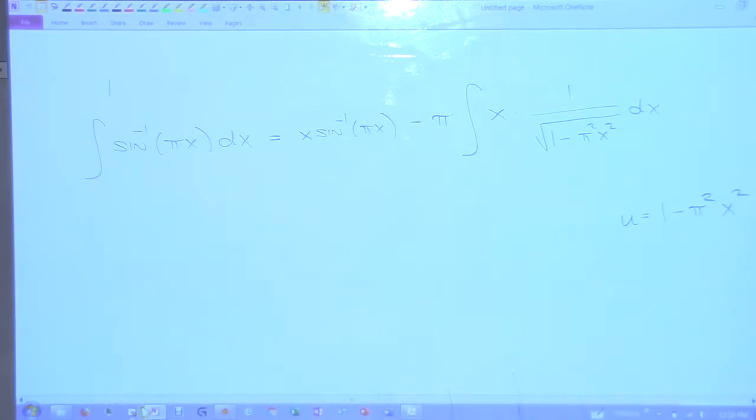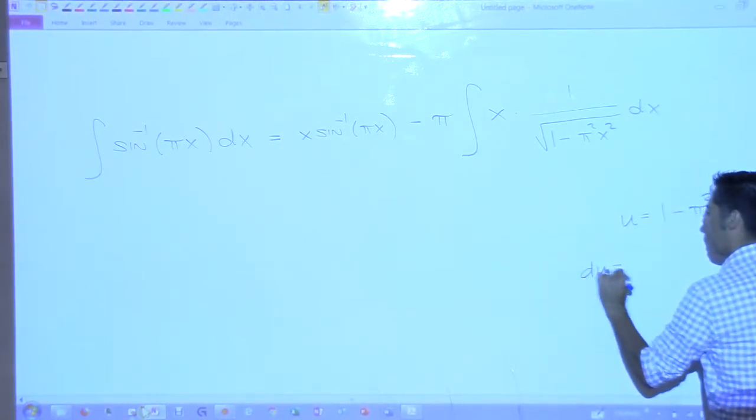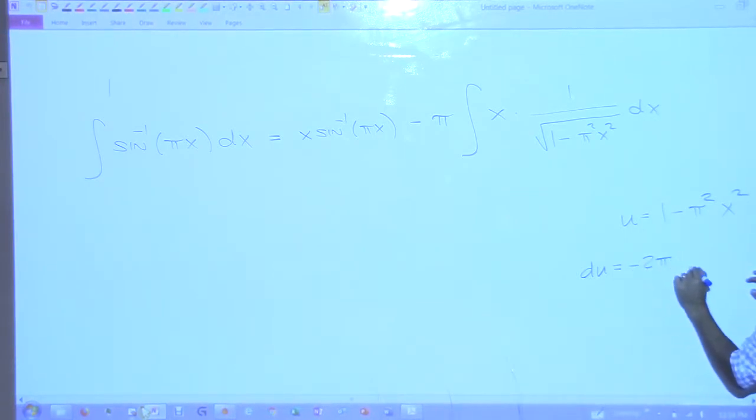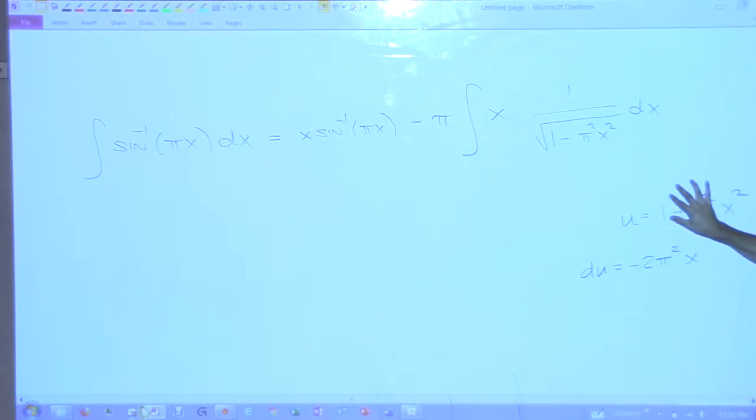I can't undo that. Okay, so here's the substitution, right? Does everyone see why this substitution works now? What is the derivative of this? Negative 2 pi. 2 pi what? Negative 2 pi squared x. Remember, derivative of 1 is 0, right? Negative pi squared is a constant, so we just ignore it. What's the derivative of x squared? 2x. So the 2 pops out, and then the negative and the pi squared are still there, and then we have dx.